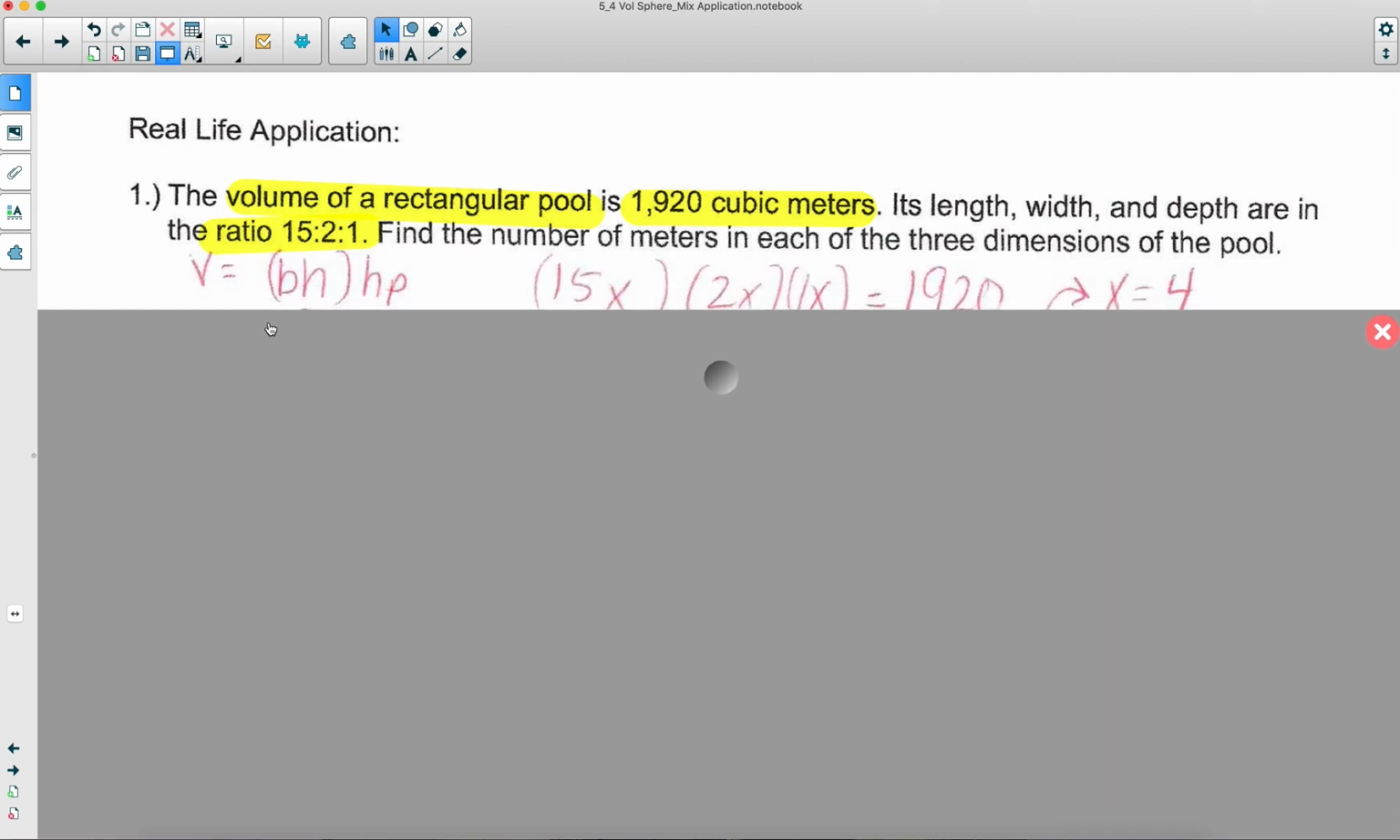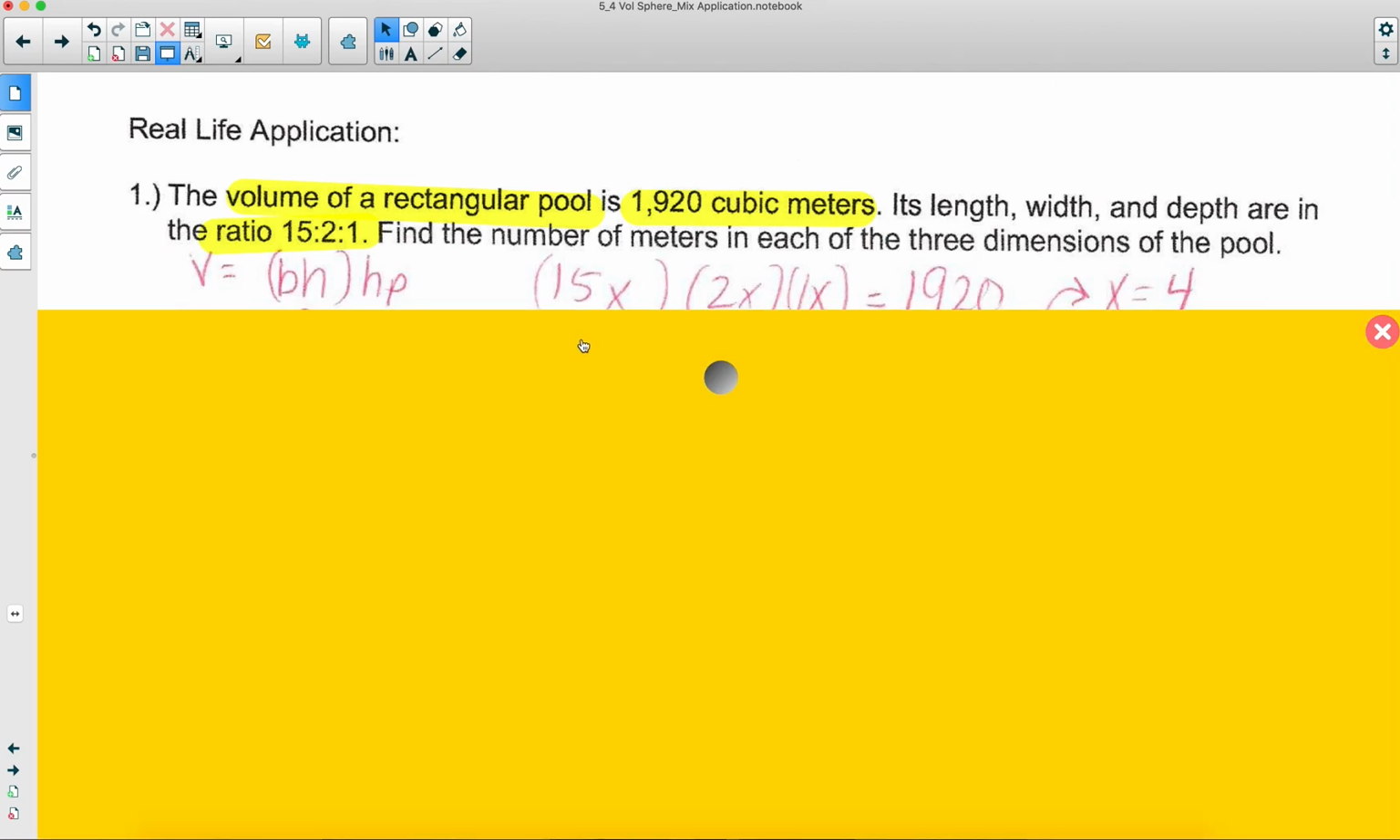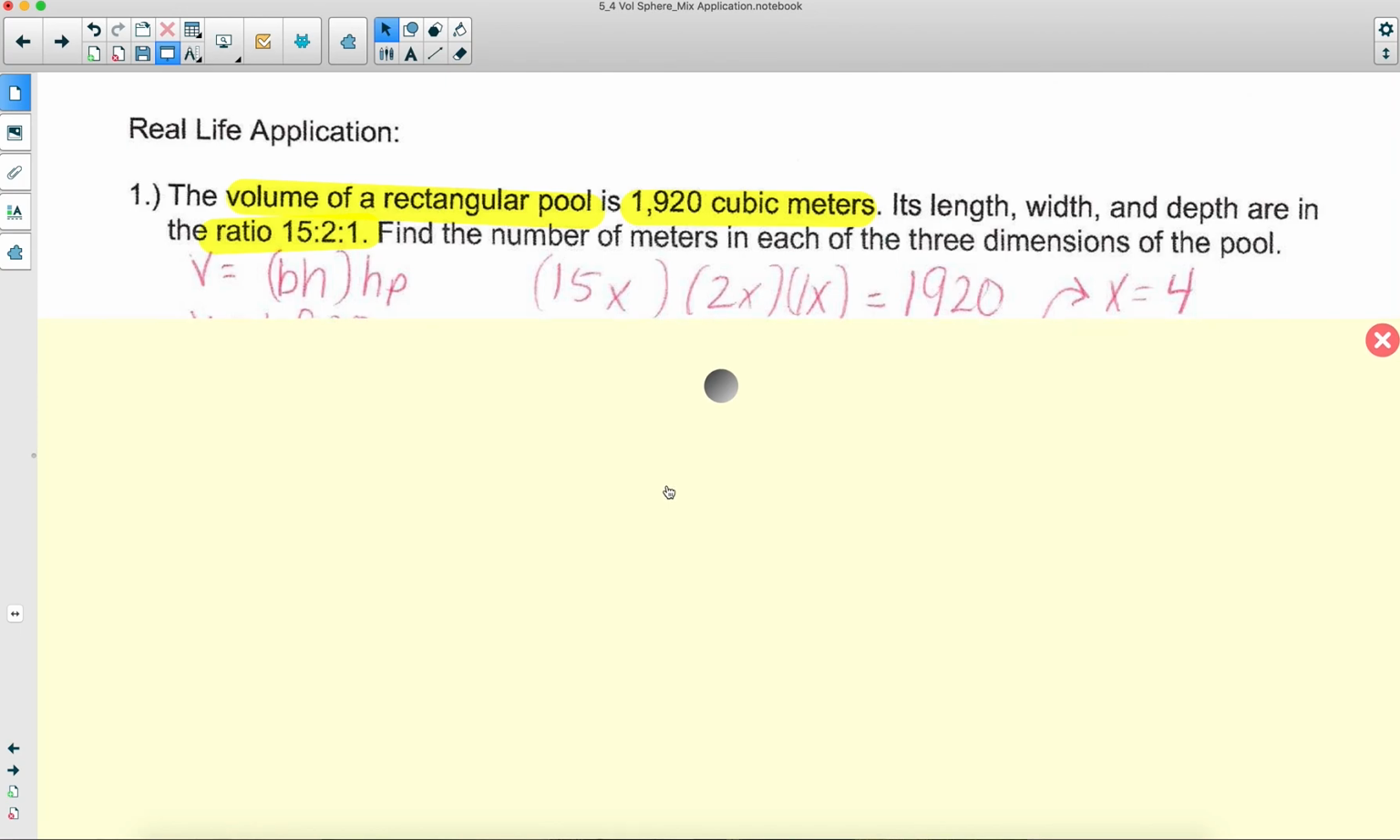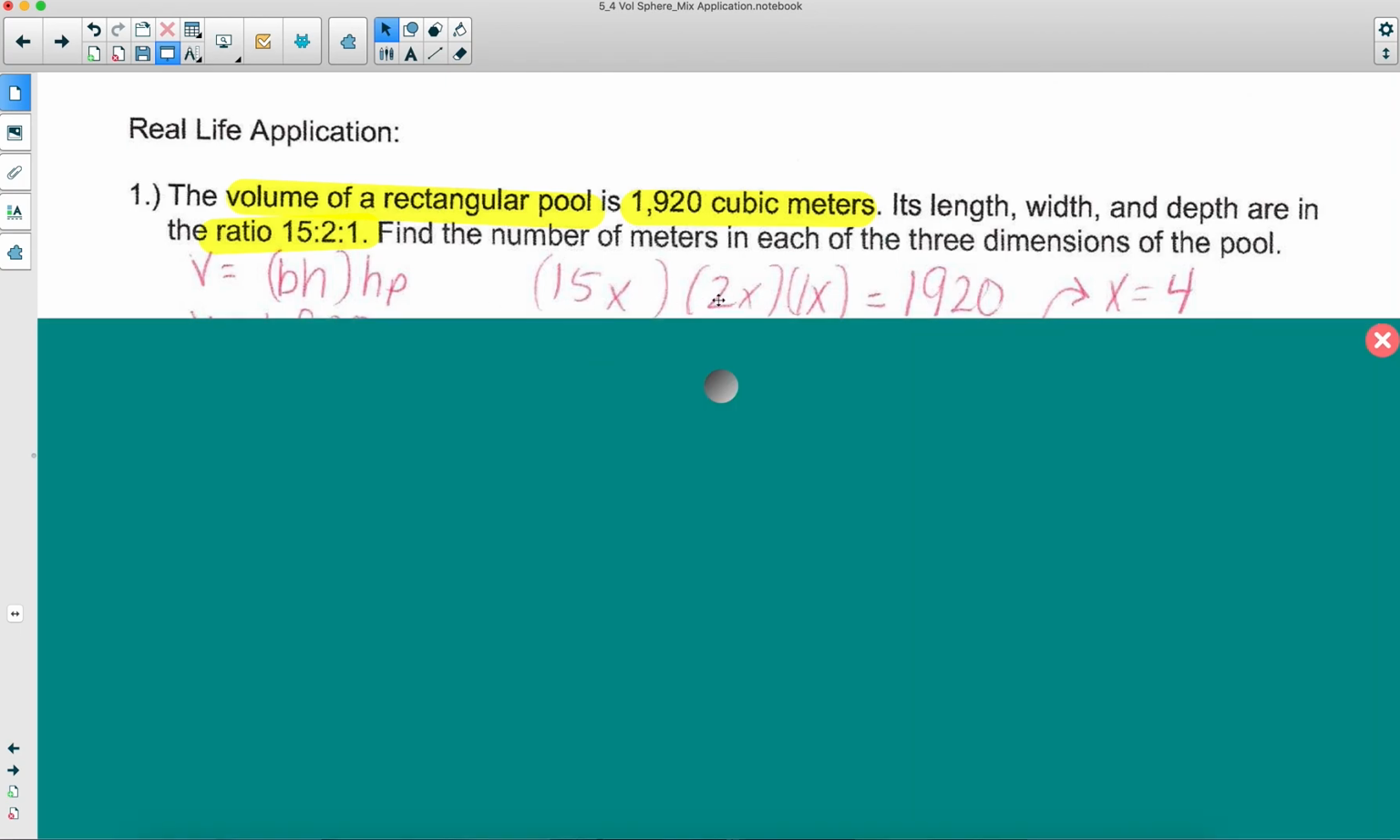So here's my formula. And think about the length. So you have the length, the width, and the depth. 15x, 2x, and 1x. It has to equal the volume, which is 1,920 cubic meters.